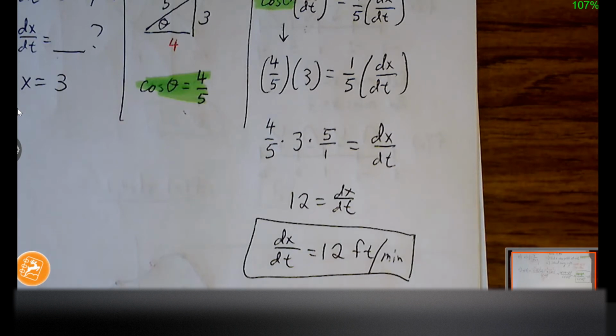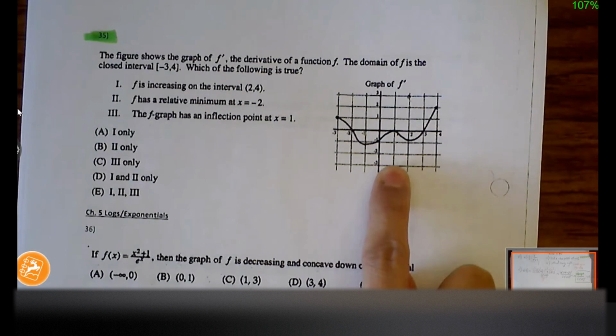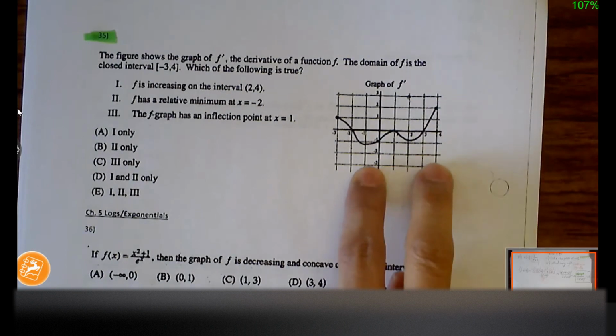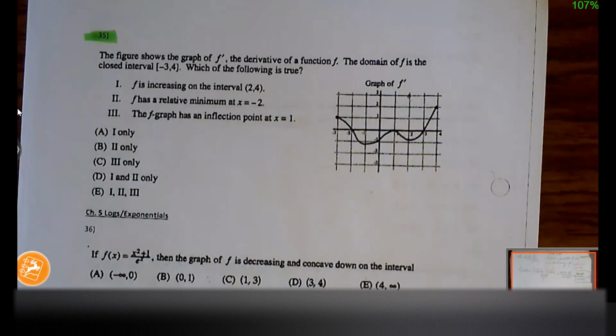Let's look at 35. This is practicing reading a derivative graph. Okay, f prime is the derivative of function f. Which of the following is true? So before I look at my choices here, I'm just going to see if I can gather information from my derivative graph, and see if I can create a slope sign line and a concavity sign line based off of that.